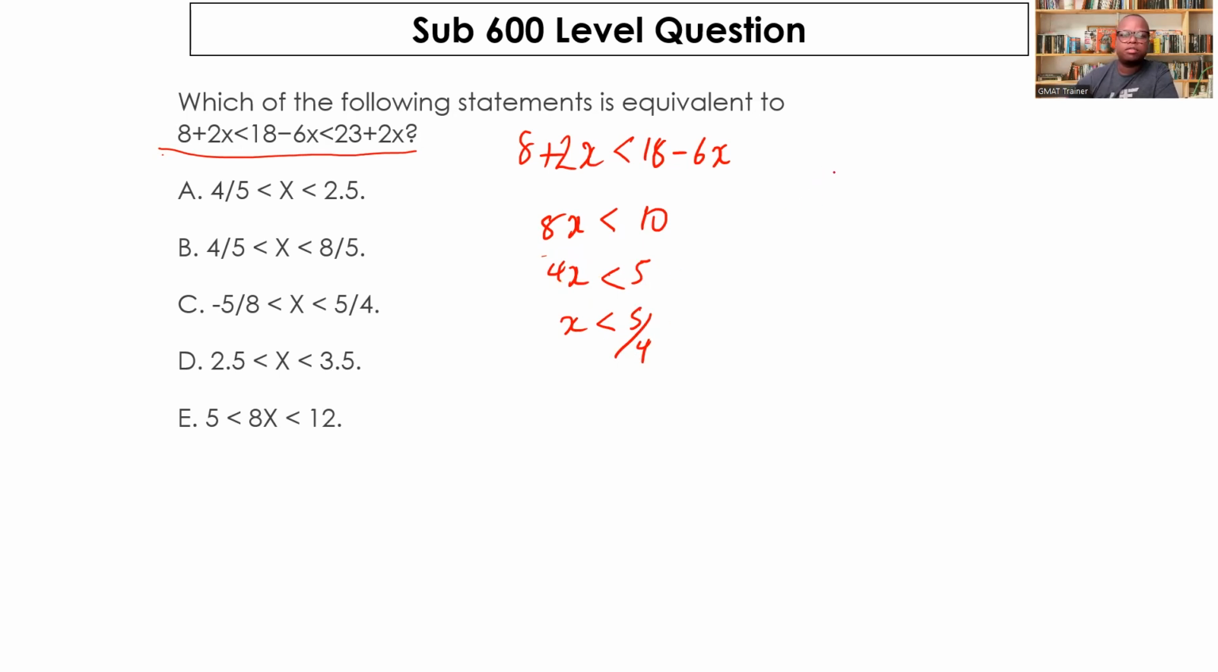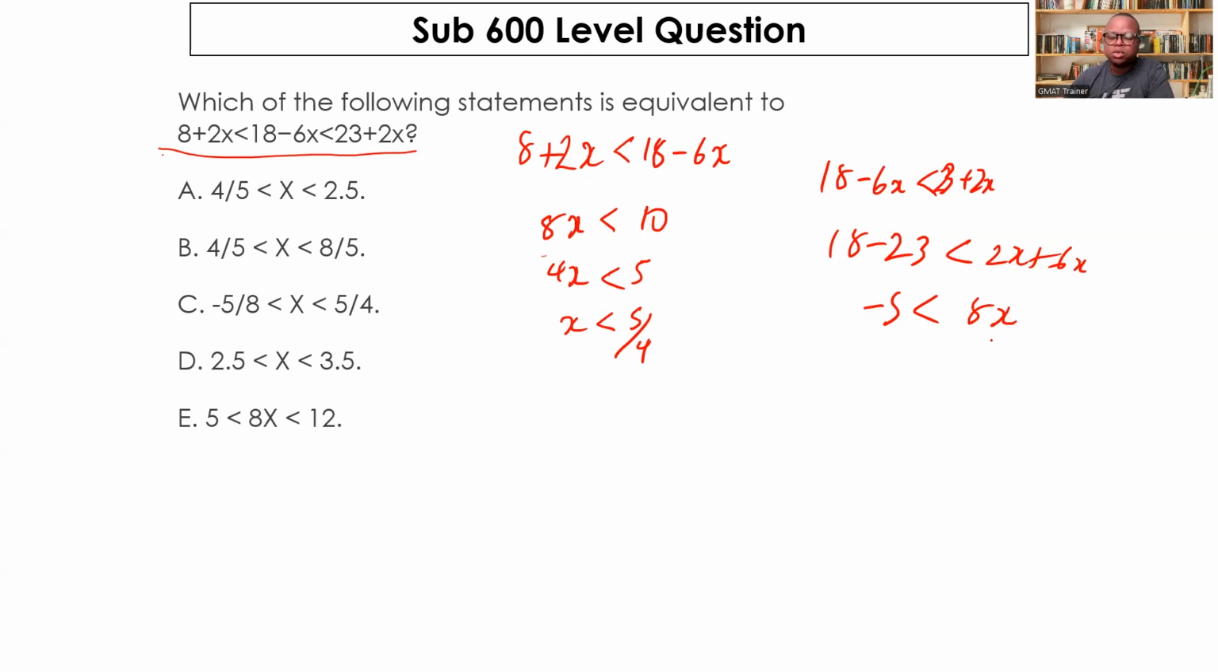On the other end, we have 18 minus 6x is less than 23 plus 2x. As we did on the previous expression, it can be the same here. We can add 6x to both sides and subtract 23 from both sides. So we have 18 minus 23 is less than 2x plus 6x. This gives us negative 5 is less than 8x.